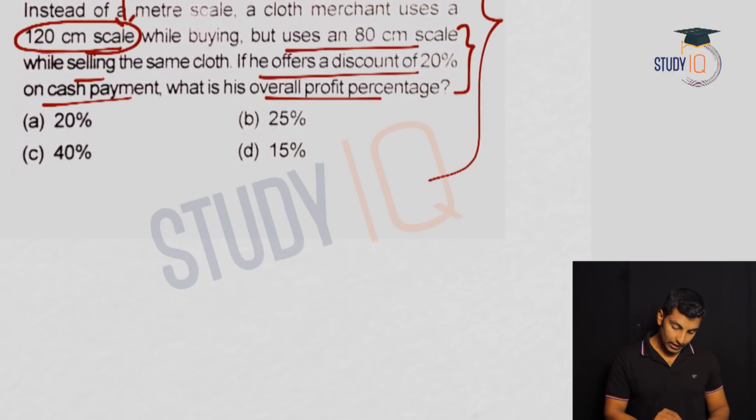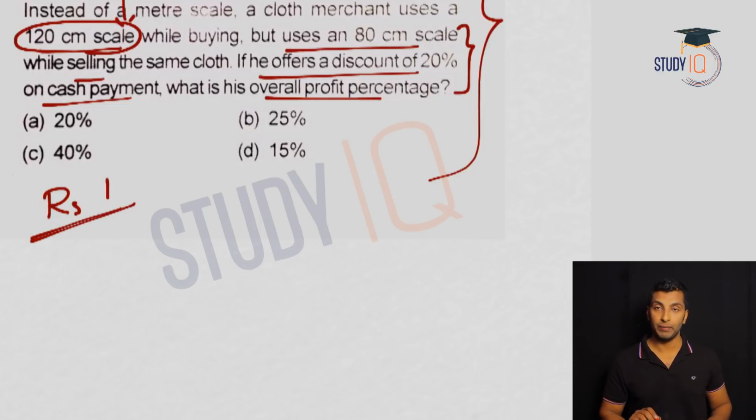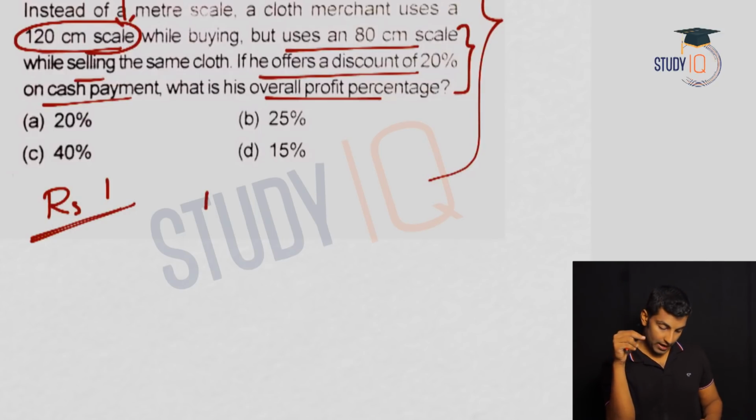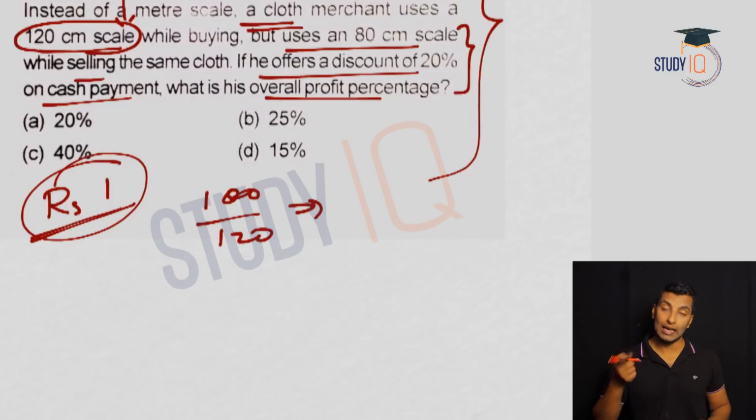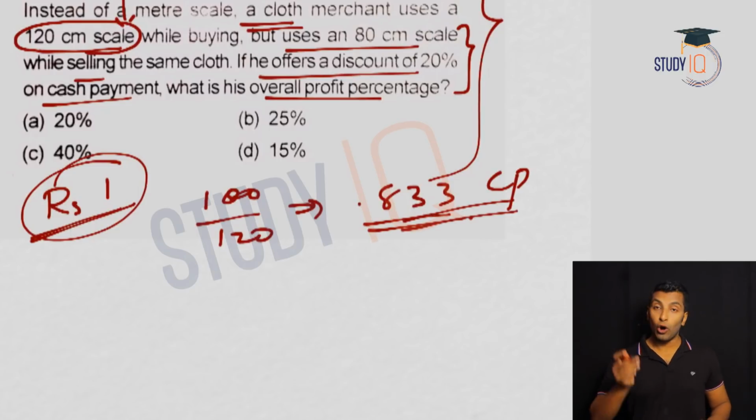See, if you consider the rate of 1 meter as 1 rupee, the cost of 1 meter. Now how much is he getting? He is actually getting 120, right? So 120 is what he is getting for 1 rupee. So basically he is paying for 100 centimeter only, he is getting 120 centimeter, right? So what is the profit? If we consider rupees 1 for 1 meter of cloth, he is actually getting 120 centimeter for rupees 1. So it's like this, 100 by 120. So what is the actual cost price? It is 0.833. So this is the actual cost price.